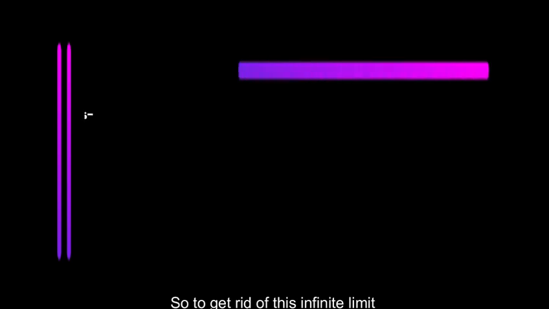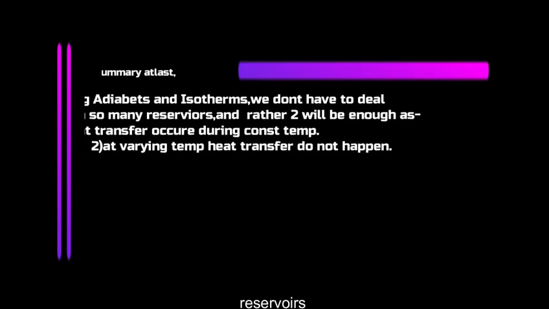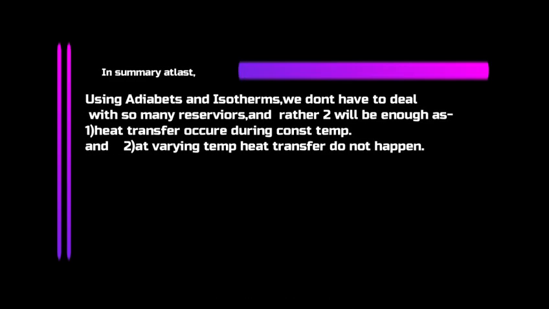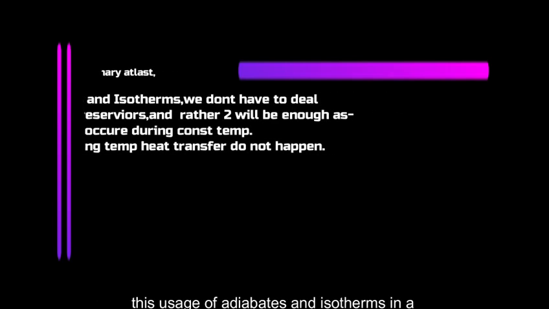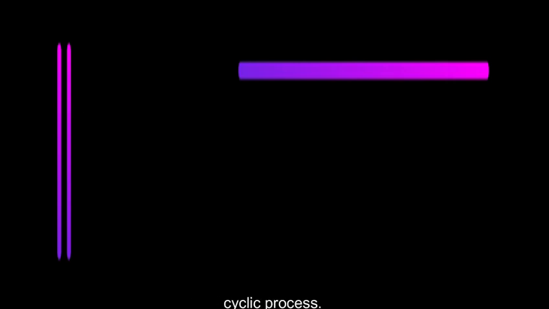So to get rid of these infinitely many reservoirs and keep the process totally reversible, Carnot ingeniously formulated this usage of adiabats and isotherms in a cyclic process.